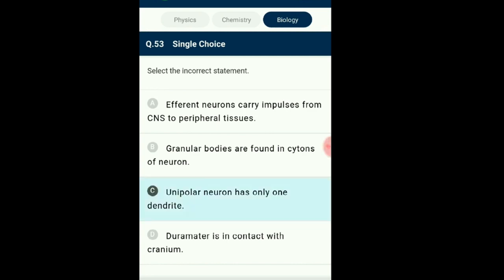Unipolar neuron has only one dendrite. So that is the wrong statement, because in unipolar neuron there is no dendrite, only one axon is present. So the incorrect statement is option C.